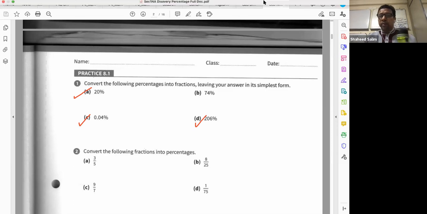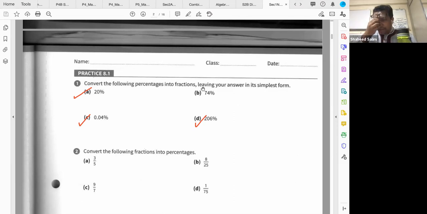Wow, who is this one? Very fast. But one fraction, not decimal. You're correct, Ilhan, but one fraction. Put over 100 and then reduce. Cancel the 0, divide by 2 and all that. Divide some more until you cannot divide anymore. When you cannot divide anymore, that's called simplest form.